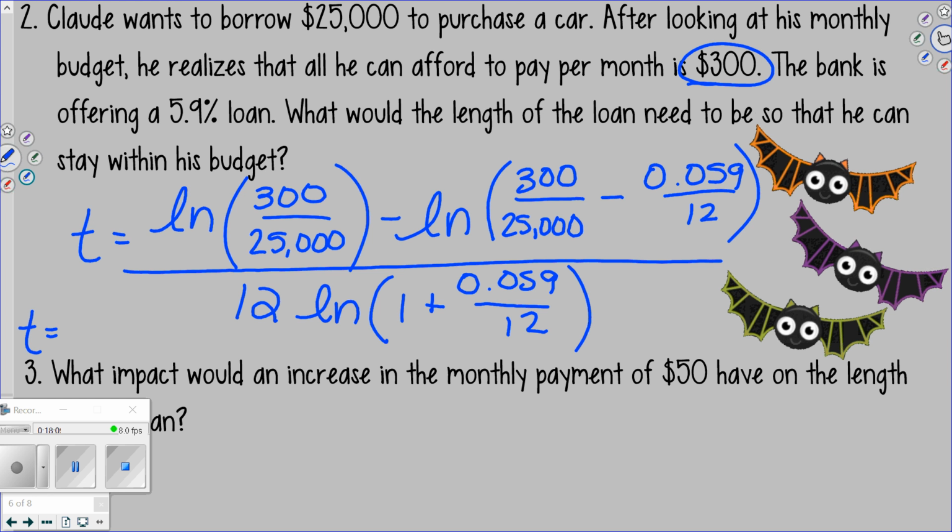So we should get 8.96. So roughly how many years does he need to have? 9 years. He's going to need a 9-year loan.